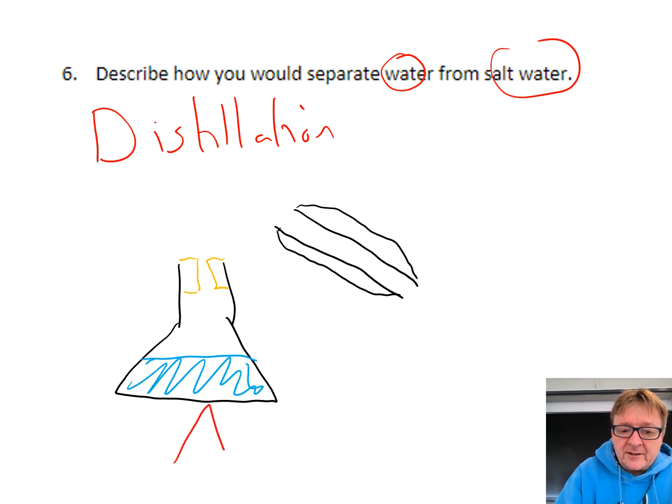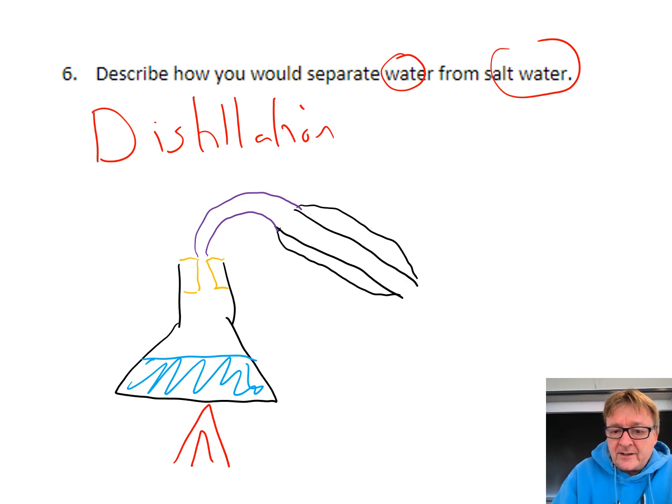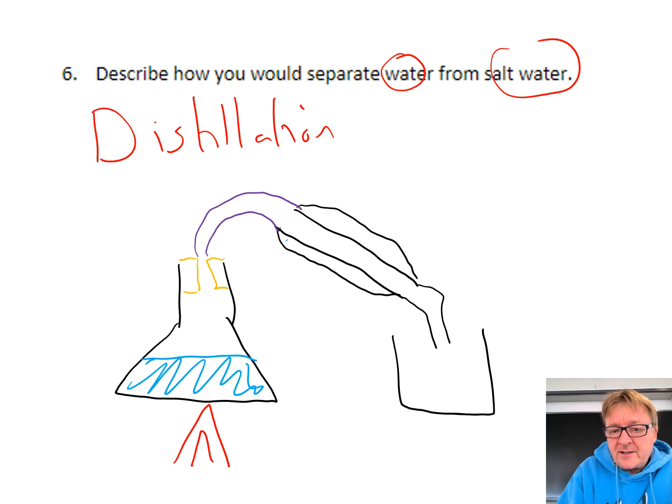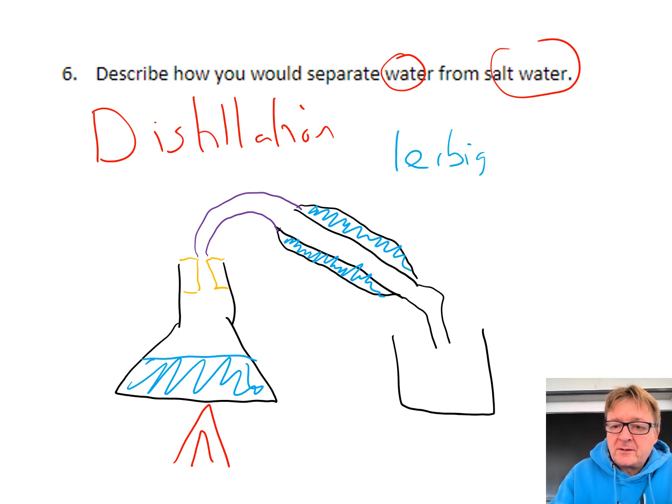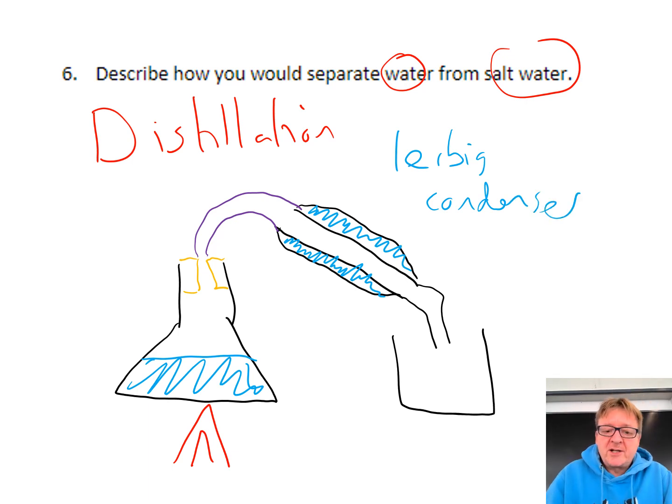Underneath that I'm going to heat it. I'm then going to do a purple tube that goes from there to there. Alright, at the end of there I'm going to do another little tube that kind of goes like that, and then I'm going to have a beaker at the bottom. Inside this here there's cold water, okay, and that is called a Liebig condenser.